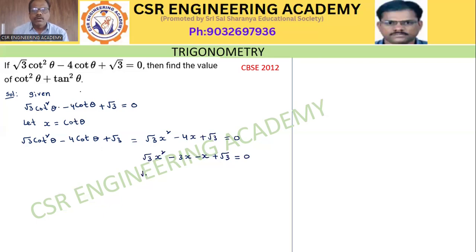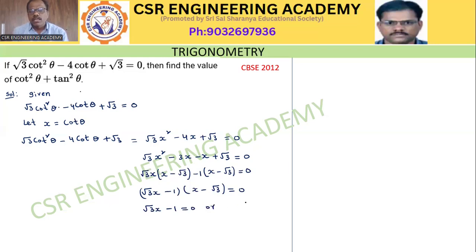Take common root 3x, that is root 3x into x minus root 3. Minus 1 common, that is minus 1 into x minus root 3 is equal to 0. Root 3x minus 1 into x minus root 3 is equal to 0. Root 3x minus 1 is equal to 0, or x minus root 3 is equal to 0.